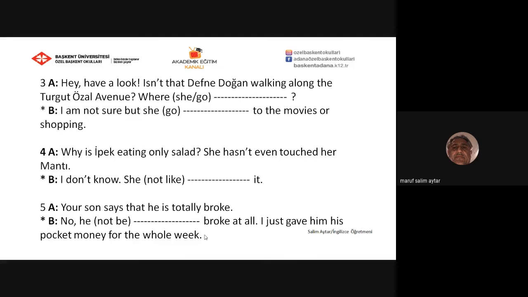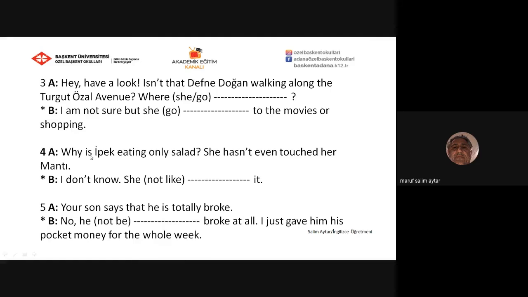Number 3. Hey, have a look. Isn't that definitely one walking along Turgut Özal Avenue? So, where blah, blah, blah, blah? I'm not sure. So try to fill in the blank.